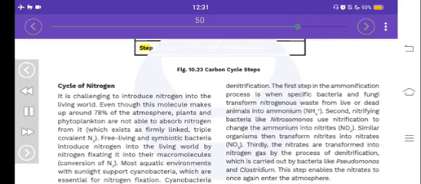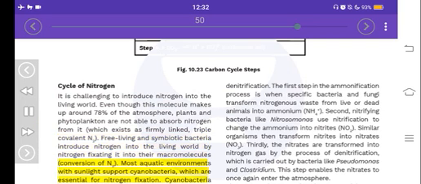Cycle of nitrogen. It is challenging to introduce nitrogen into the living world. Given this molecule makes up around 78% of the atmosphere, plants and phytoplankton are not able to absorb nitrogen from it, which exists as firmly linked, triple covalent N2. Free-living and symbiotic bacteria introduce nitrogen into the living world by nitrogen fixating it into their macromolecules, conversion of N2.